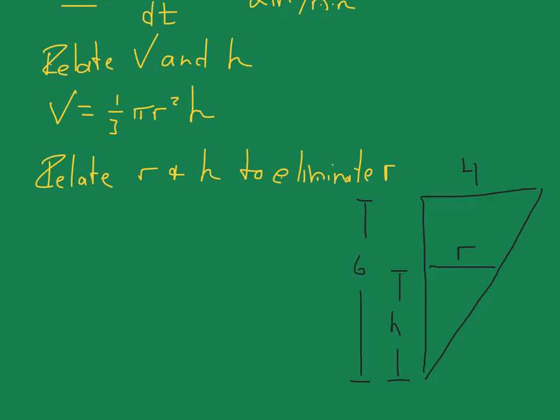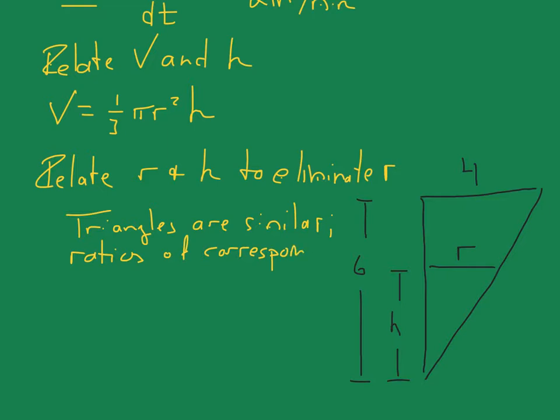Well, the nice thing about similar triangles, and this is something that is used commonly in related rates problems and also in other problems that we'll encounter later in the class, is that they have the property that the ratios of corresponding sides are equal. So let me write that down. These two triangles here are similar, and the nice thing about that is that ratios of corresponding sides are equal.